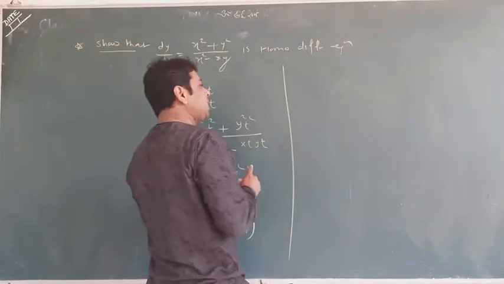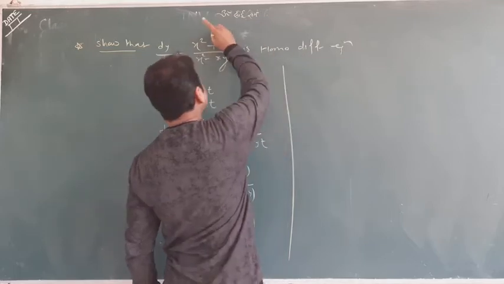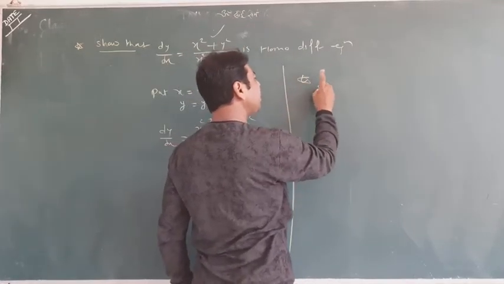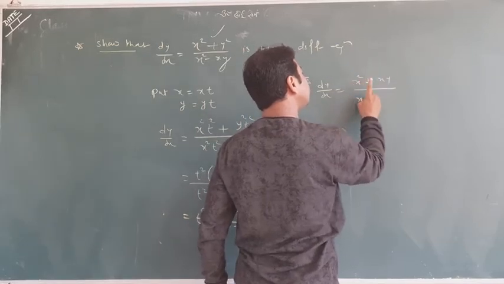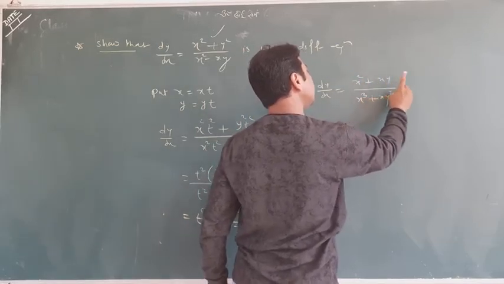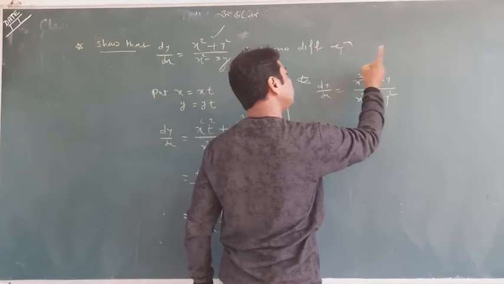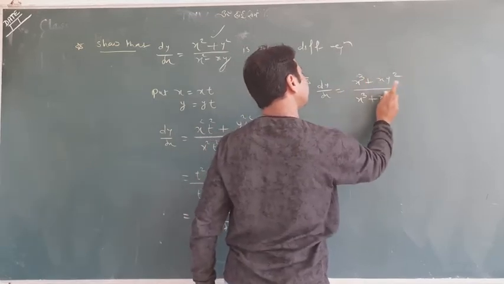Okay. Except this equation, I write dy by dx is equal to x square plus xy upon x cube plus xy square, or something like that. Okay, suppose it is a question like that.